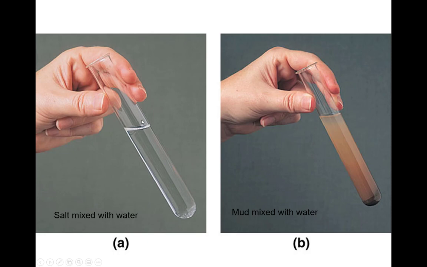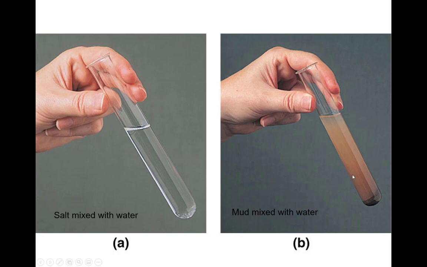So let's take a look here at a simple mixture. This is salt mixed with water. Does the top look any different from the bottom? Not really. The glass does look different there, but that's the glass. So this is a homogeneous mixture. It's consistent throughout.